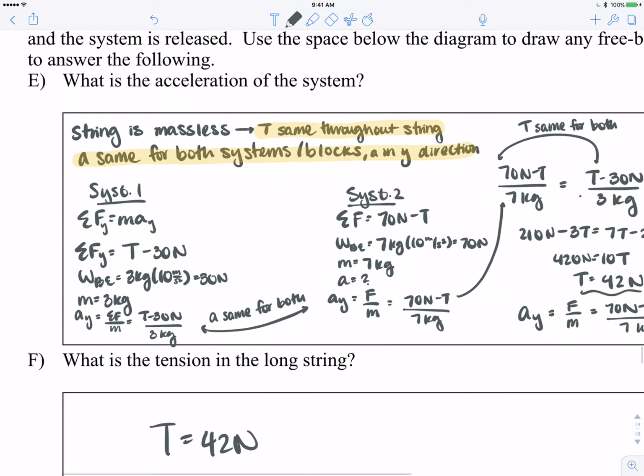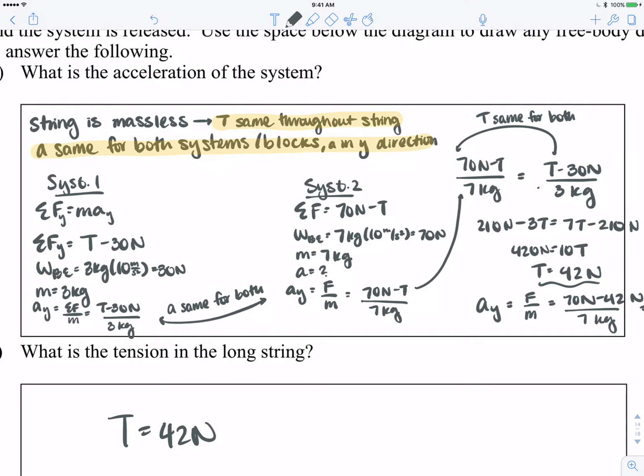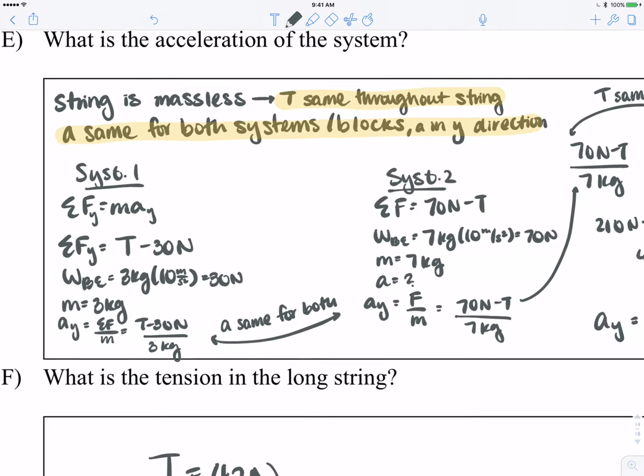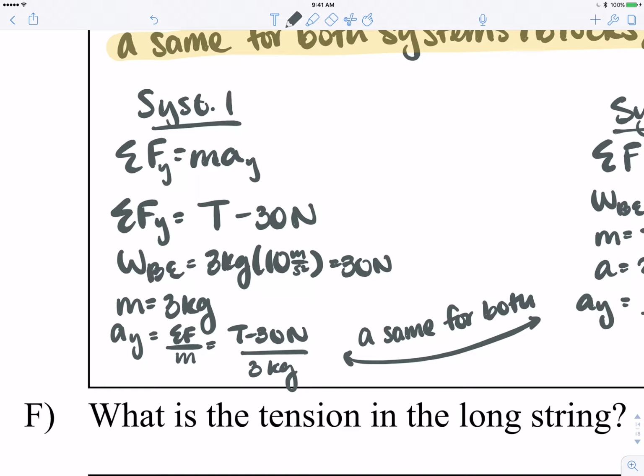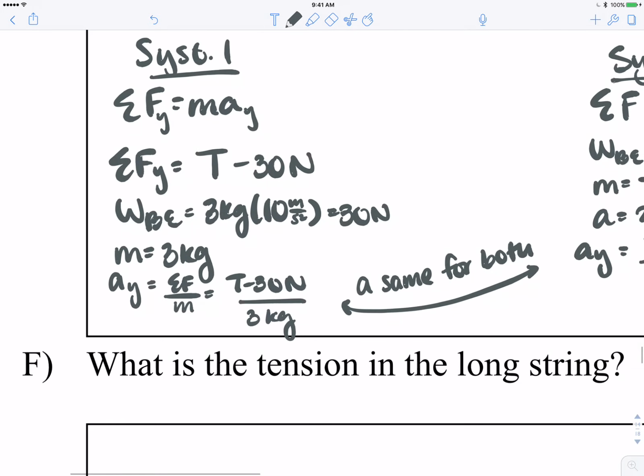So then the tension for system 1, the 3 kilogram block, and the tension for system 2, the 7 kilogram block, are the same. So we just focused on system 1 at first. We used the equation, the sum of the forces in the y direction is equal to the mass times the acceleration in the y direction. So basically what we have here is the sum of the forces is equal to the tension minus 30 newtons. And we got the 30 newtons with the WBE, which is just mass times gravity, so that's 30 newtons.